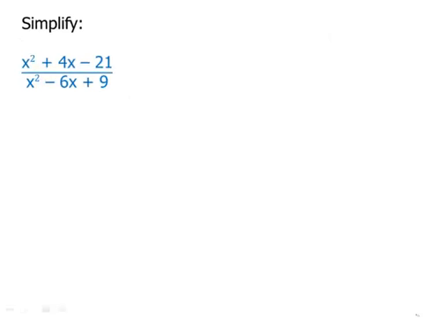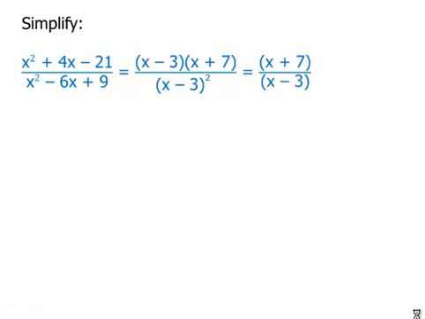So, for example, suppose we're asked to simplify this rational expression. Well, we have an ordinary quadratic in the numerator and another ordinary quadratic in the denominator. In fact, the one in the denominator is just the square of a difference pattern. So when we factor, what we get is x minus 3 times x plus 7 in the numerator, x minus 3 squared in the denominator. We can cancel a factor of x minus 3, and we're left with x plus 7 over x minus 3. And that is a simplified form of the same expression.